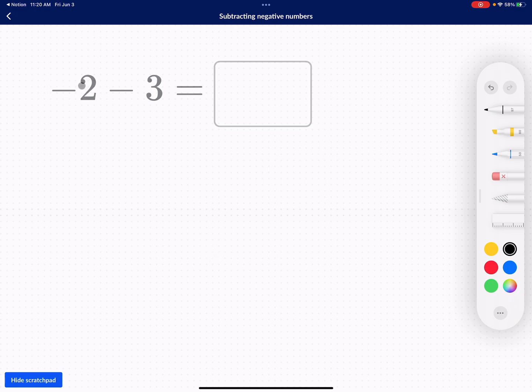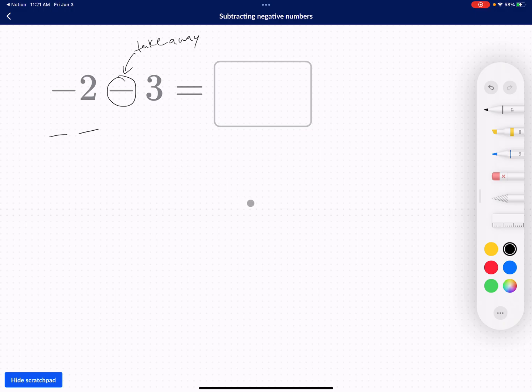I start with -2 counters. And this subtraction means to take away 3 positive counters. But the problem is, I don't have any positive counters. All I have are 2 negative counters. So how could I take away 3 positive counters when I only have 2 negative counters?